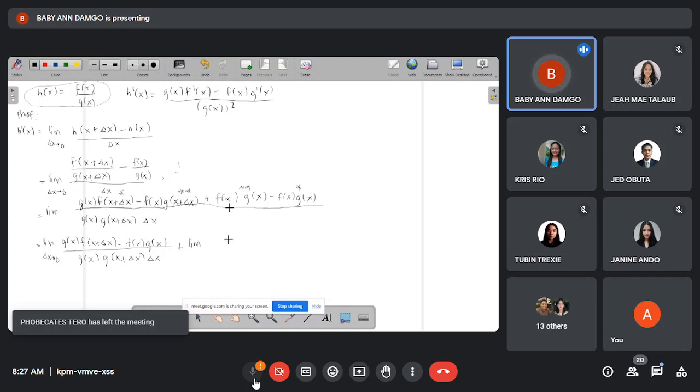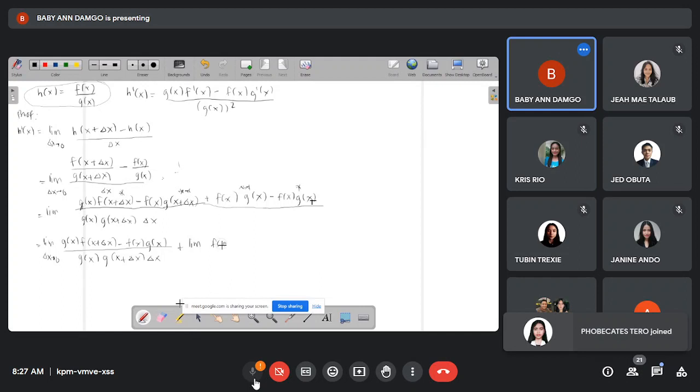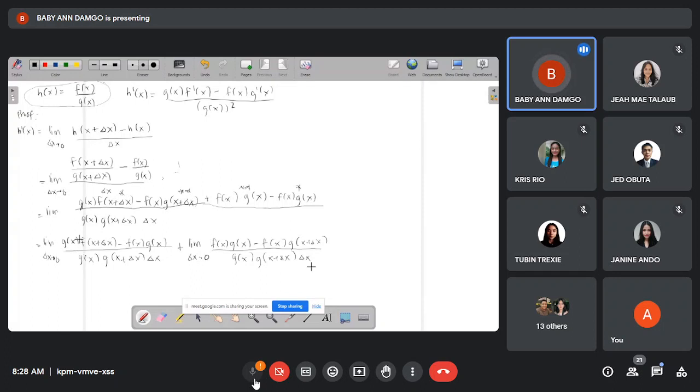So, f of x times g of x minus f of x times g of x plus the change of x, all over g of x times g of x plus the change of x times the change of x, as the change of x approaches 0. Okay, so let's factor out. What we can factor out in the numerator is g of x.